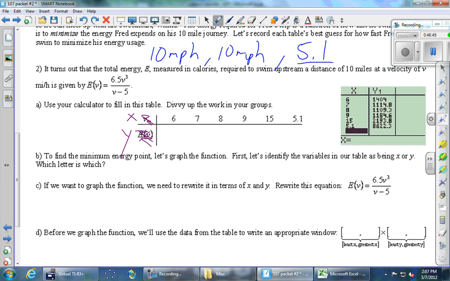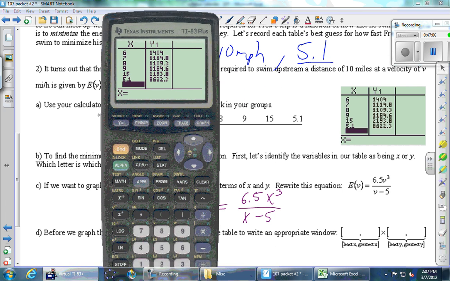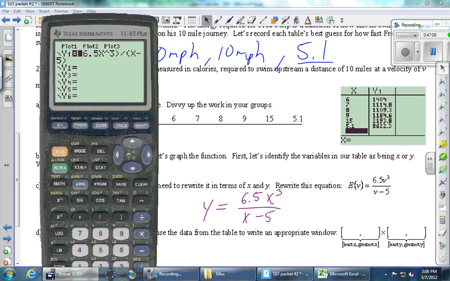So instead of E of V, what letter is that whole thing? That's the Y. Equals, and then instead of V, we have X's. So this is exactly what I typed in, and exactly what you guys are going to type in right now. So see if you can get your calculator to look like that.